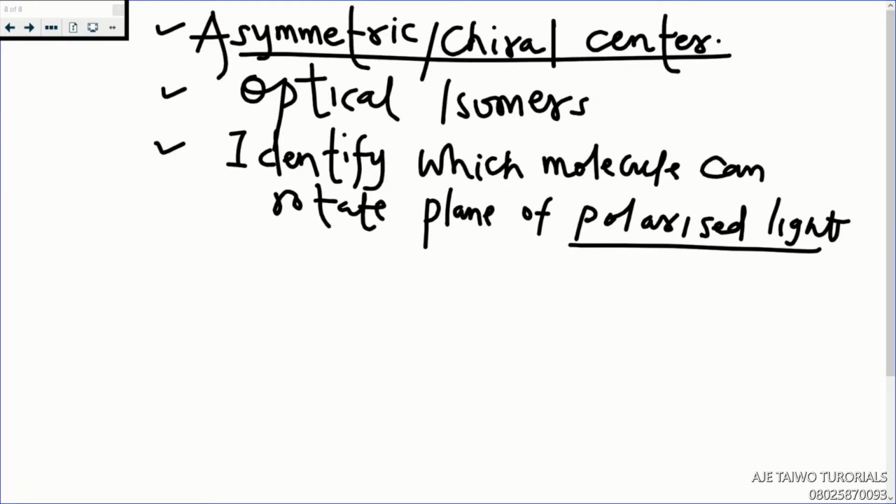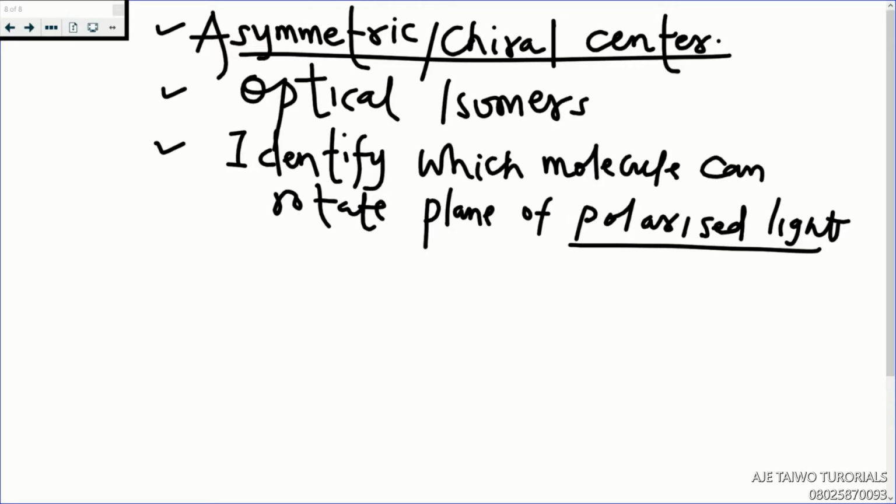They can ask you which of the molecules are non-superimposable mirror images of one another. Which of the following is a non-superimposable image of one another? They can ask you that also. These are things you have to learn, to define, to explain.